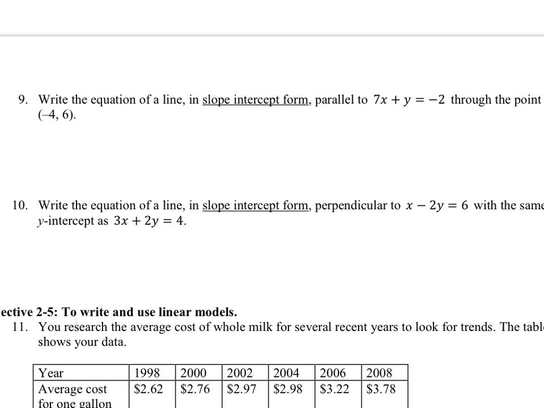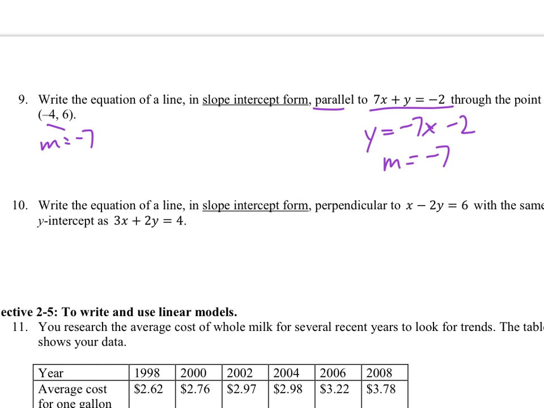Okay, for number 9, they want the equation of a line in slope-intercept form that's parallel to 7x plus y equals negative 2, and it goes through the point negative 4, 6. So first thing I need to do is find the slope of this line. So I would subtract the 7x from both sides. We get negative 7x minus 2. So this has a slope of negative 7. Since we are parallel to that, we would have the same slope. So really this is a fancy way of saying write an equation of a line that has a slope of negative 7 and goes through negative 4, 6.